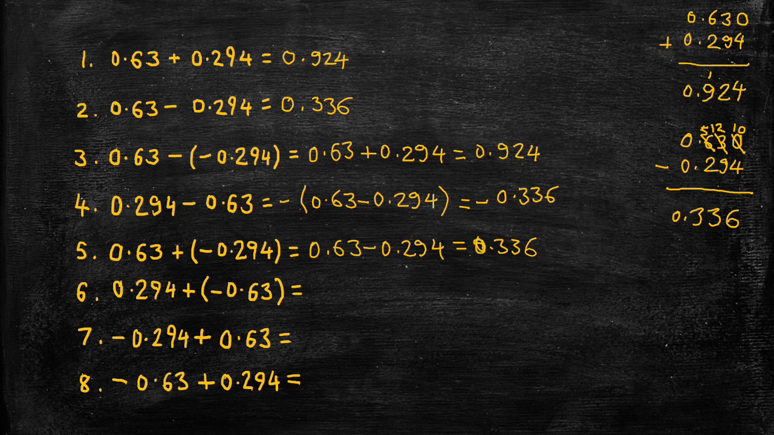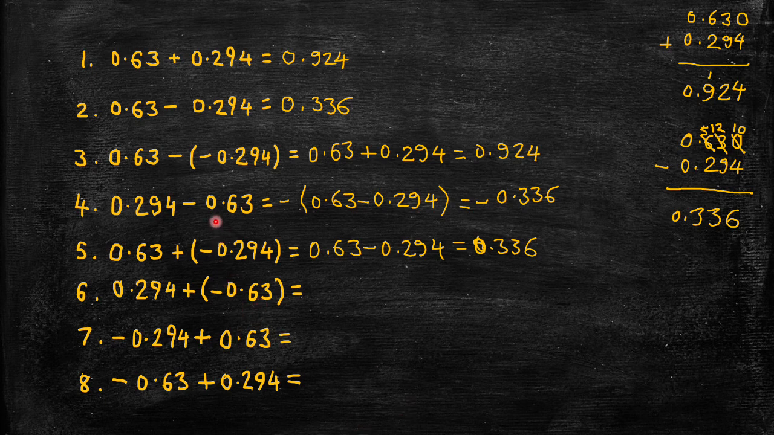Okay, moving on. Let's do 0.294 plus minus 0.63. So this is similar to the last example. I'm adding a negative number, so I'll get the same answer if I was to subtract the positive. But then I would have 0.294 subtract 0.63, and I can't subtract a larger number from a smaller number using the standard subtraction algorithm. So what do we do?